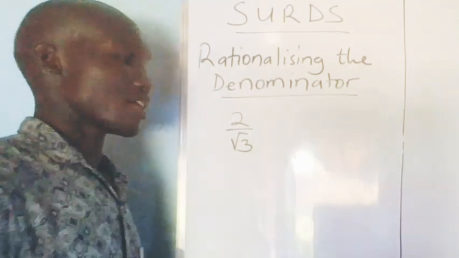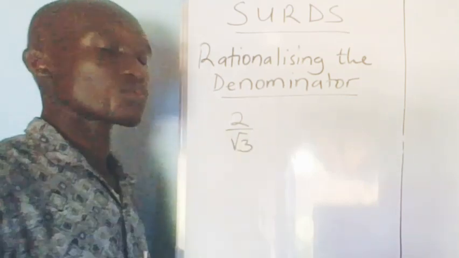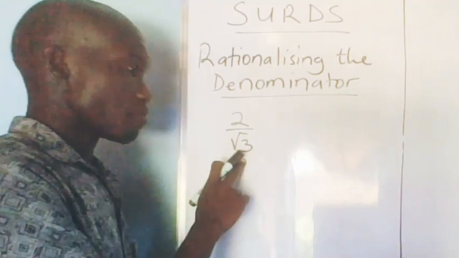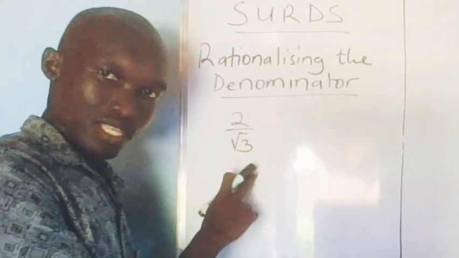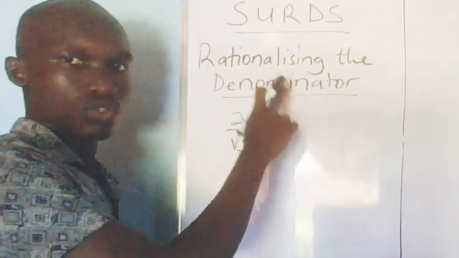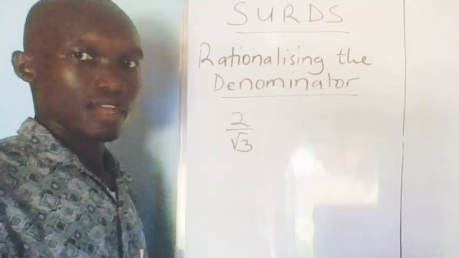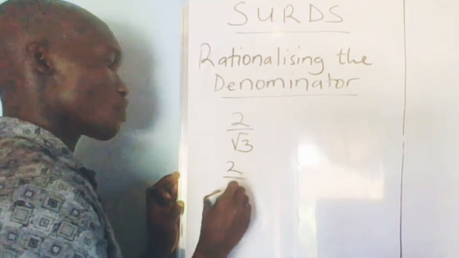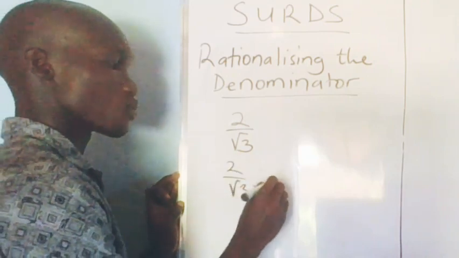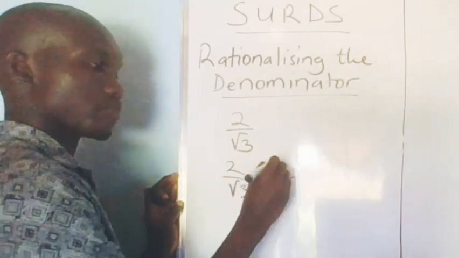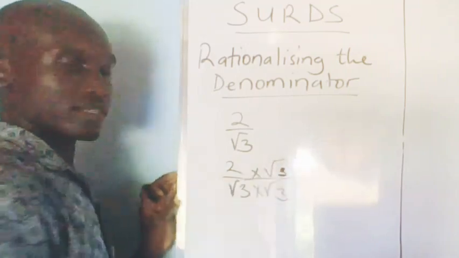So how do we remove this square root sign from down? This is the number 1 rule. You multiply this number with the square root sign down here, and what you do down, you do exactly up. Now this is what I mean. So in this case, we are going to have 2 over root 3 times root 3 up. We're going to multiply with the same thing we did here, root 3.